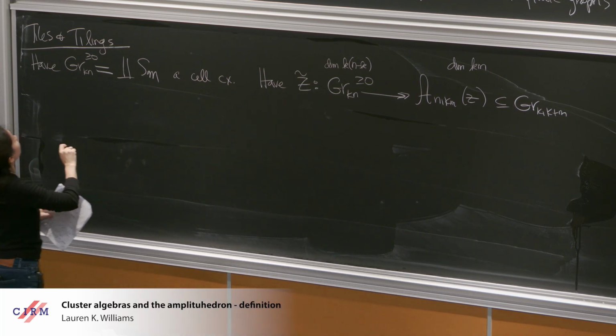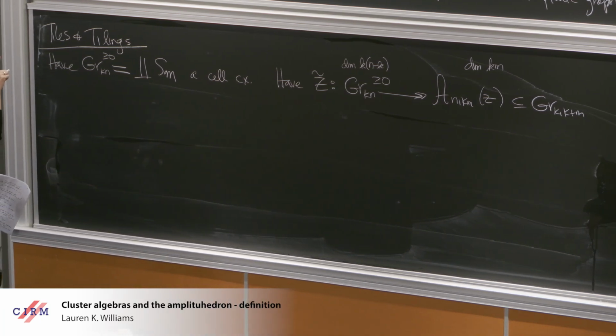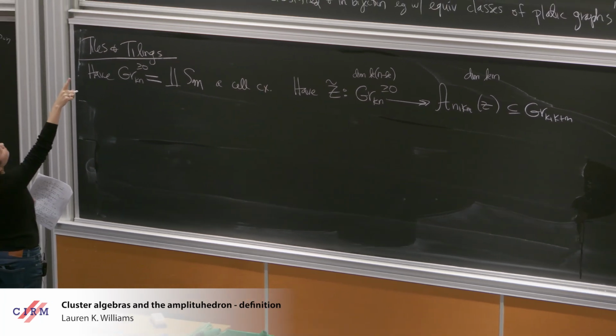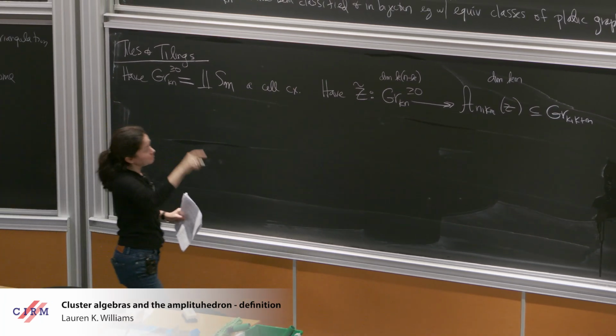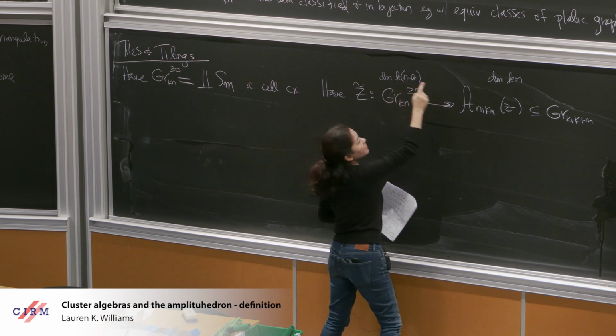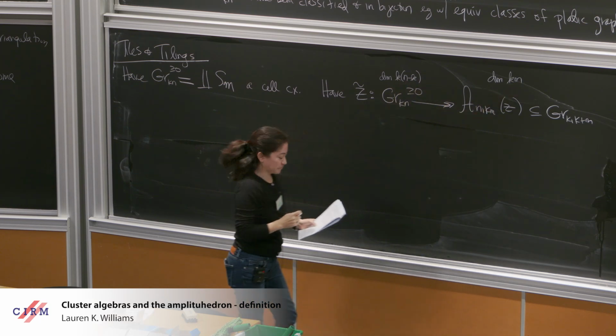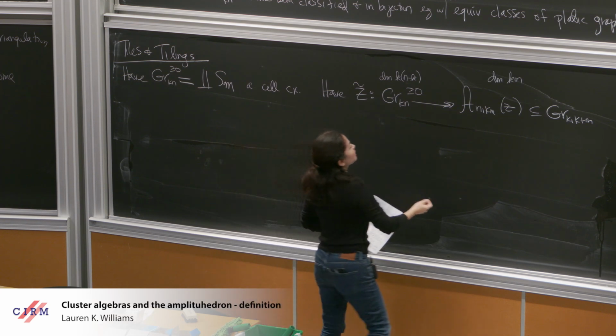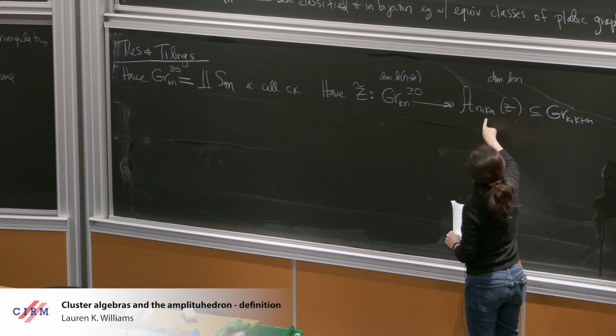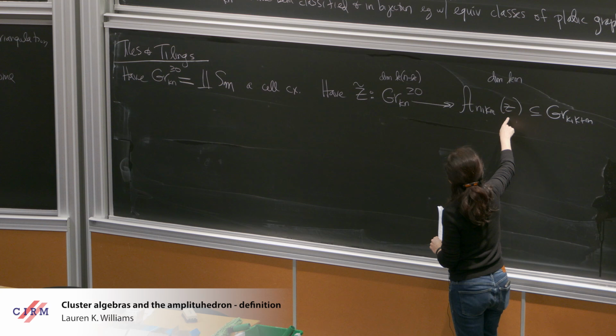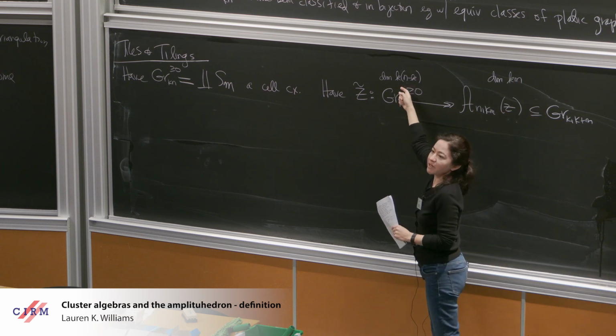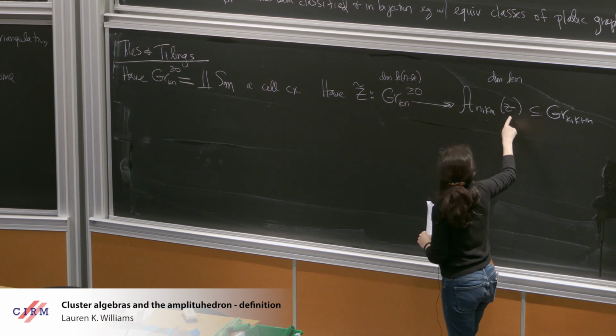And in general, by our choice of n and k plus m, right, we required that k plus m is at most n. In general, this number is going to be bigger than this number. But what we would like to do is understand this object, the amplituhedron, using cells of the correct dimension on this side. So this has dimension k times m.